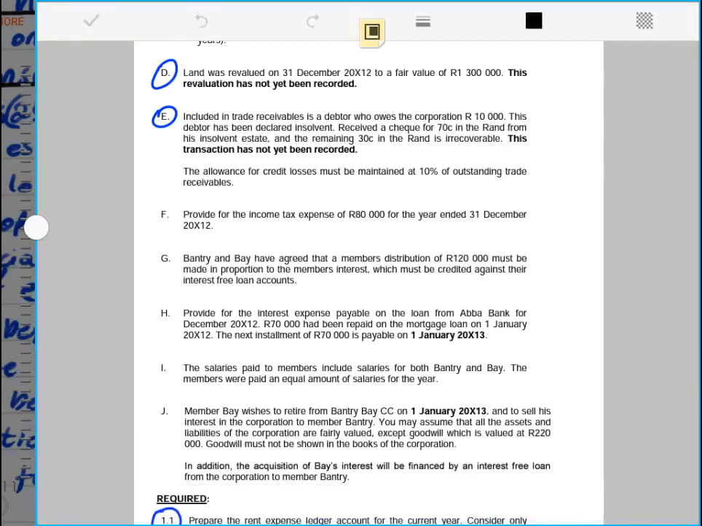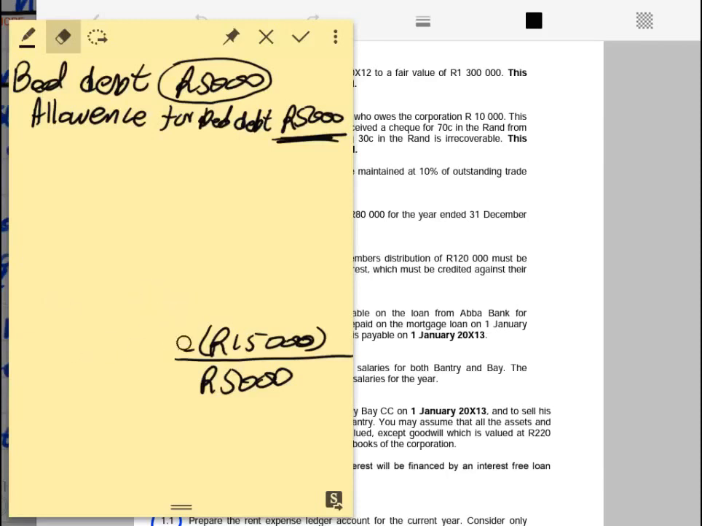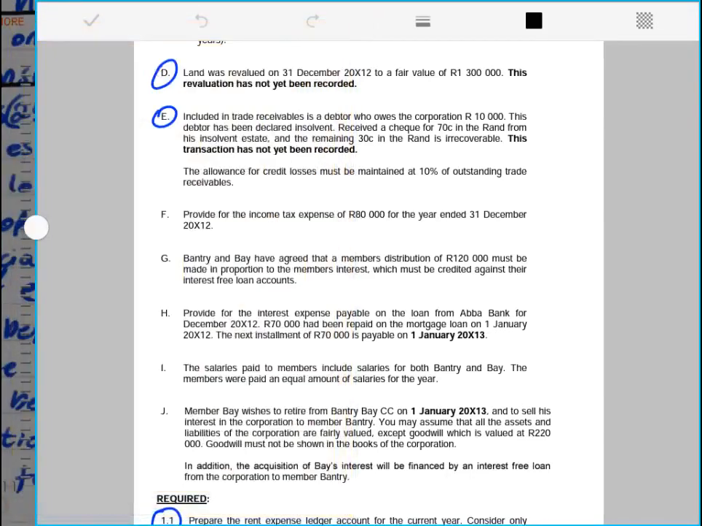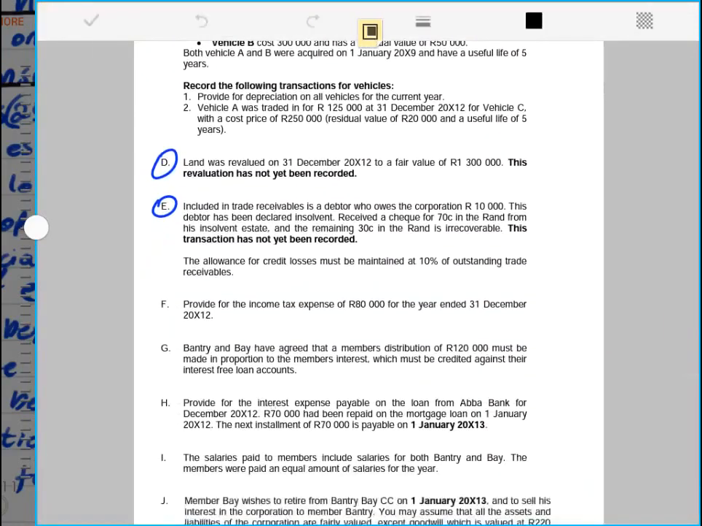Number F says provide the income tax expense of 80,000 rands for the year ended 31st December 2012. And I've been doing this through all the exercises that I've been doing with you. I think in the past two exercises that I've done, whenever you are given a tax expense, you must be able to check if you have done an overpayment of tax or underpayment of tax to SARS. Because the tax expense that is supposed to be paid is 80,000 rands. This is the amount that was supposed to be paid in terms of tax to SARS by the end of December in the year 2012.